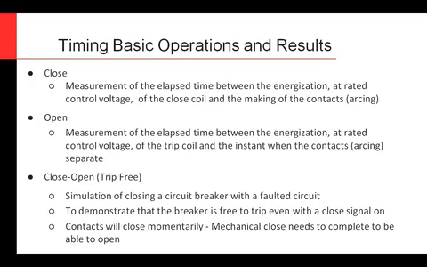The definition of the close time that we're measuring is from when the close coil is energized until the first metal-on-metal contact makes. On a vacuum circuit breaker, these are those two plates touching. On an SF6 style breaker, we have arcing and main contacts. This is the arcing contacts touching.